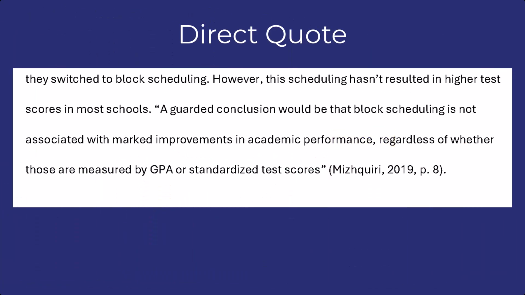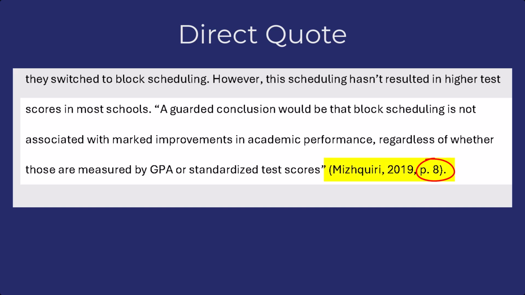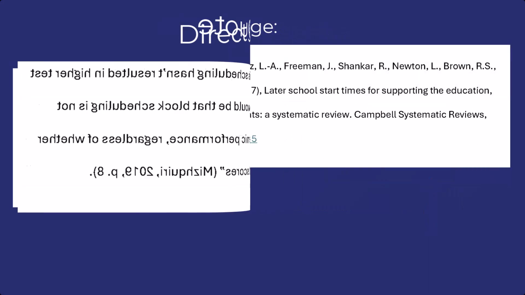There are exceptions to the author, comma, year example I gave for in-text citations. For instance, if you have a direct quote in your paper, you should include the page number in your citation like this: I have the author last name, comma, year, comma, and P.8 for page 8.